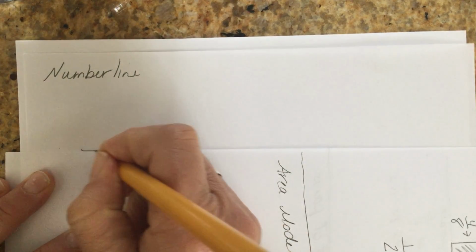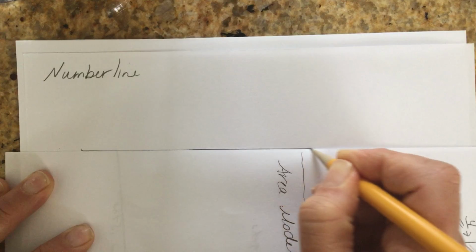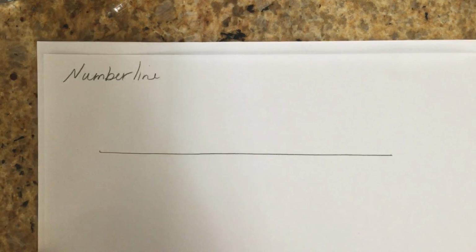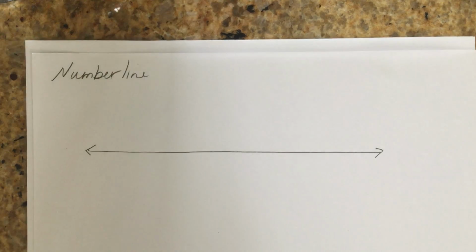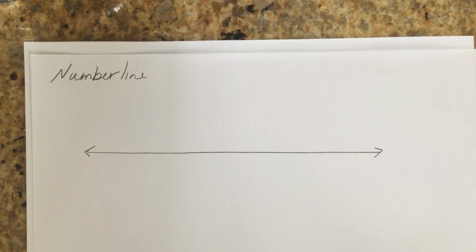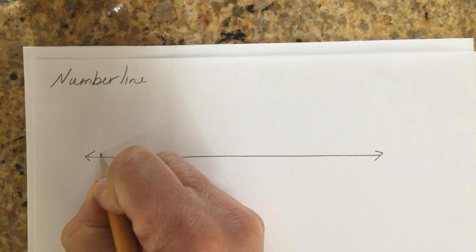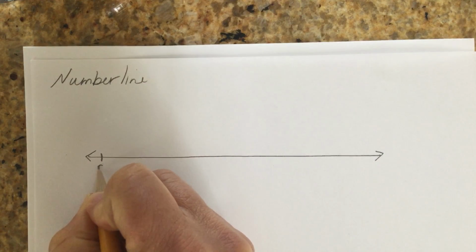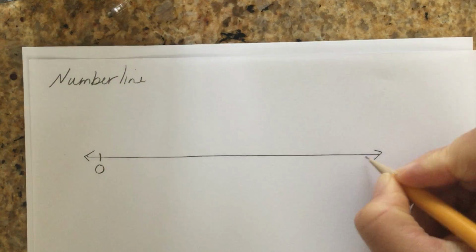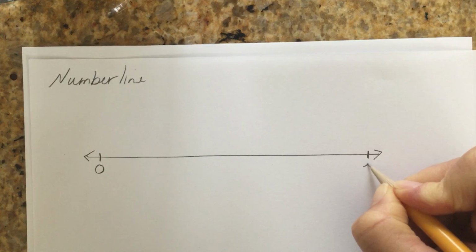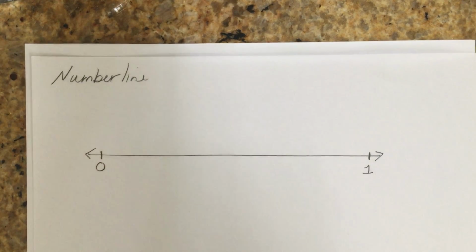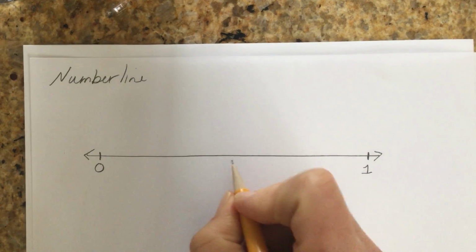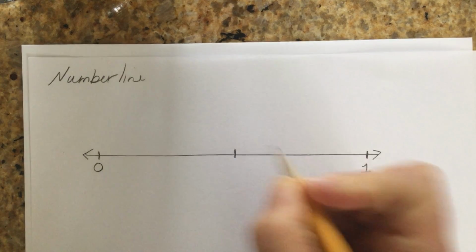And I'm going to draw a straight line. And then of course I'm going to put my arrowheads on each end to show that it's a number line. It goes on and on forever in both directions. But we are actually just talking about between 0 and 1. So let's say we want to show half.